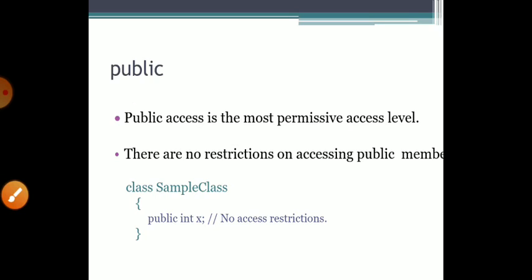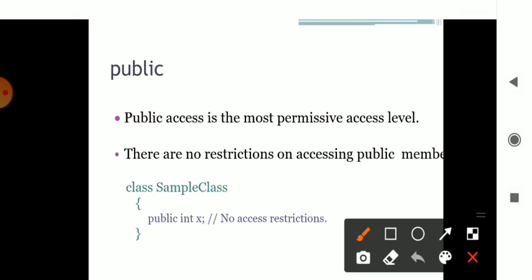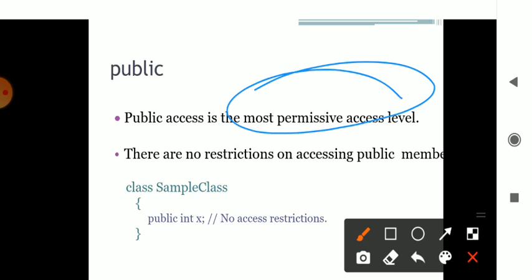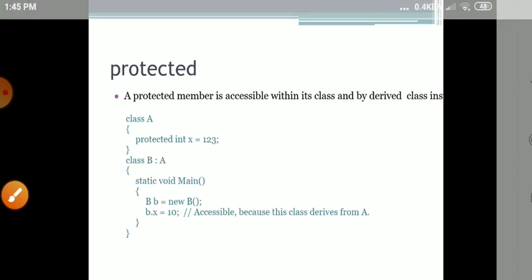When you declare the keyword as public, it is allowed everywhere, at all levels, and there are no restrictions for public members. It can be accessed from anywhere, any assembly, everything.